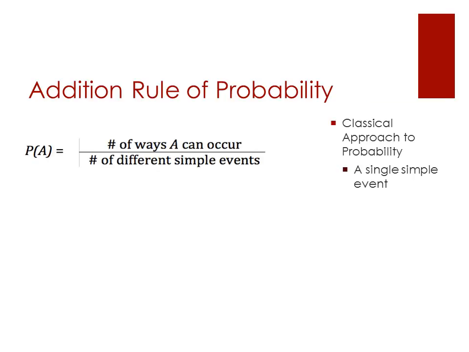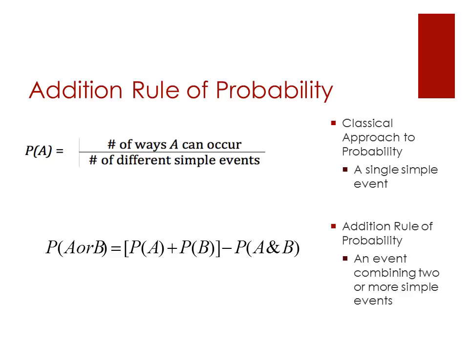Now, when we're using the addition rule of probability, we're going to be using the classical approach to probability formula. So in order to use the addition rule of probability, you have to first determine that we are looking at the classical approach situation. When that is the case, then we can use the formula you see here on the bottom. The addition rule of probability applies to an event combining two or more simple events. So when we've got two or more simple events, and we want to look at the probability of them being combined, we use an addition rule of probability.